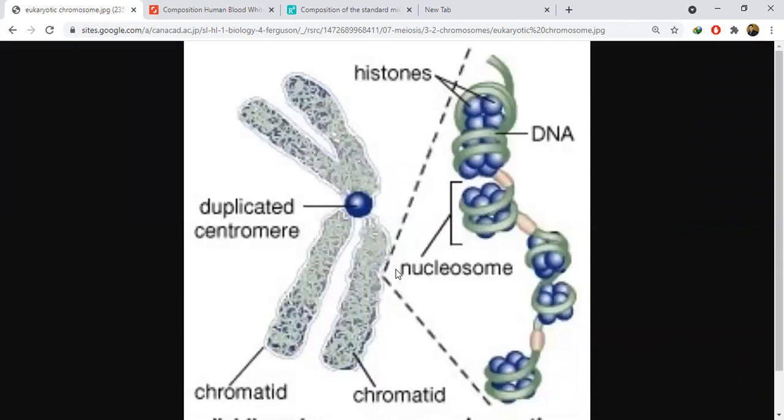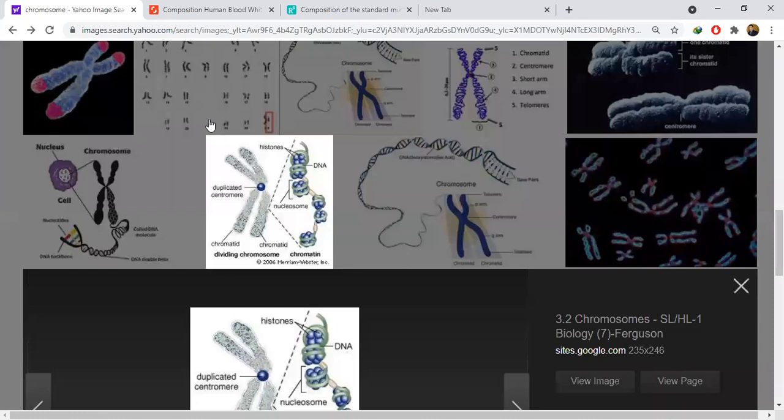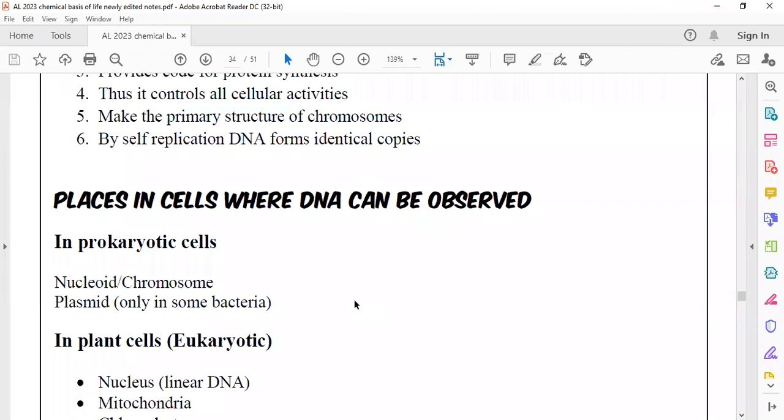Right? In the prokaryotic DNA, this protein part will be missing. In the prokaryotic DNA, the protein component is missing. Because the protein component is missing, it is called by the name naked DNA. Okay, so the prokaryotic DNA, first come to this idea.